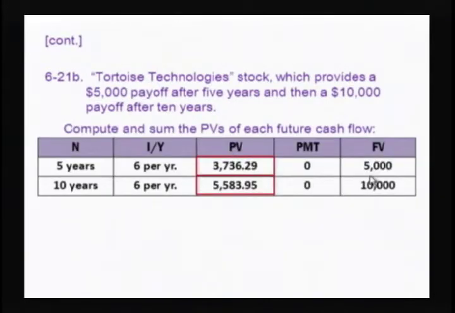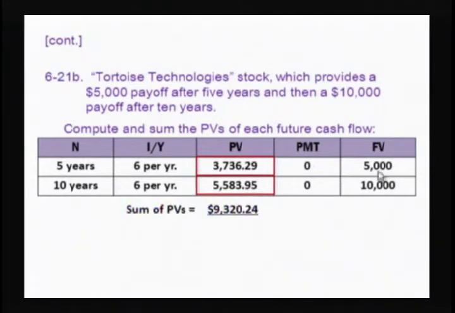Now, the Tortoise Technologies is a very similar investment. It provides you $5,000 after 5 years and $10,000 after 10 years. So the Hare Enterprises gave you more money sooner. Basically, $5,000 of these dollars have been shifted up here to be received after 5 years. So they both provide a total of $15,000 over time, but the Hare Enterprises gave you the $10,000 after 5 years and the $5,000 after 10 years. So it gave you more money sooner and thus must be worth more.